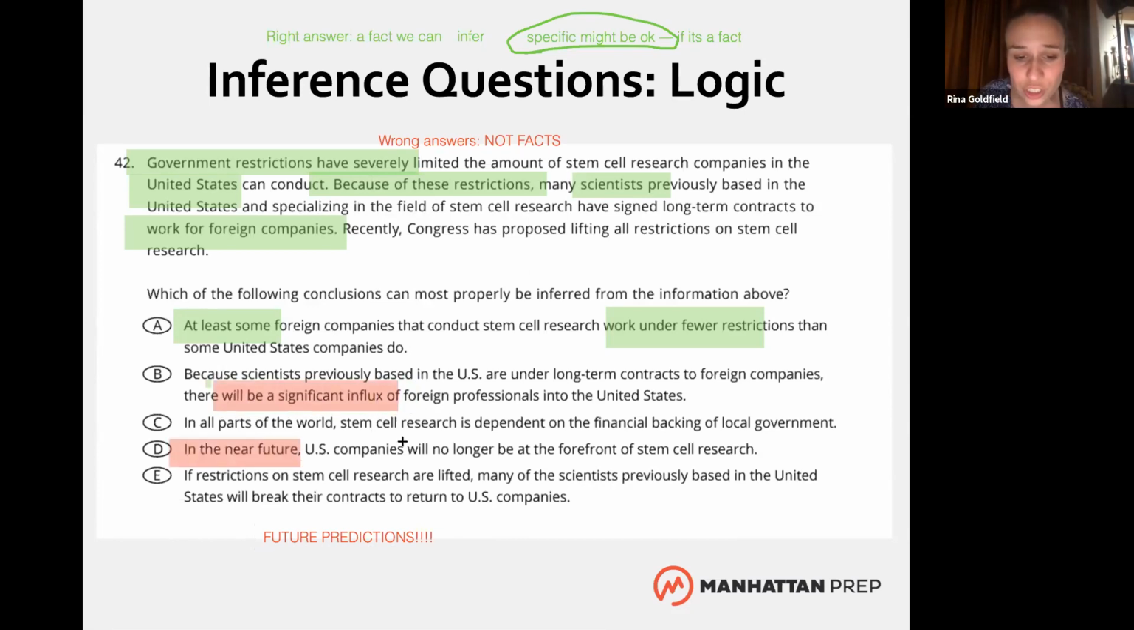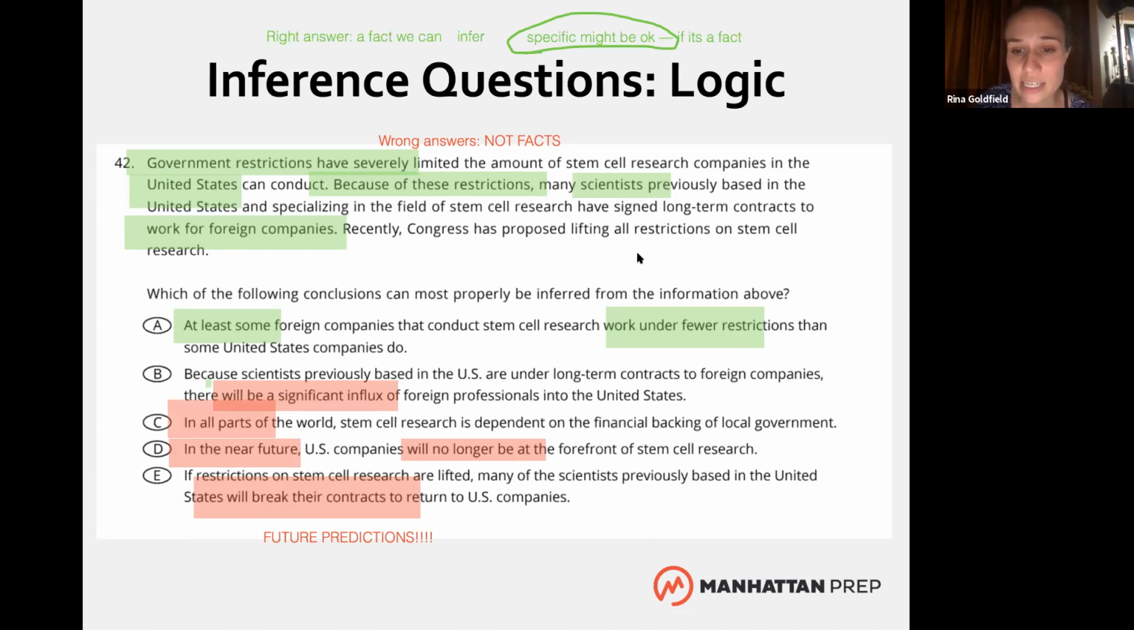In the near future, US companies will no longer, if these restrictions are lifted, these scientists will break their contracts. Anytime I see a future prediction like that, we cannot predict the future. We could say maybe this will happen, right? But on an inference logic question, I want to be able to pull a fact that must be true. See, I'm being skeptical of this language of in all parts of the world. So I like words like some. It rains sometimes, easy to prove. It rains all the time. I would need to be alive for all of eternity to prove that it rains all of the time.